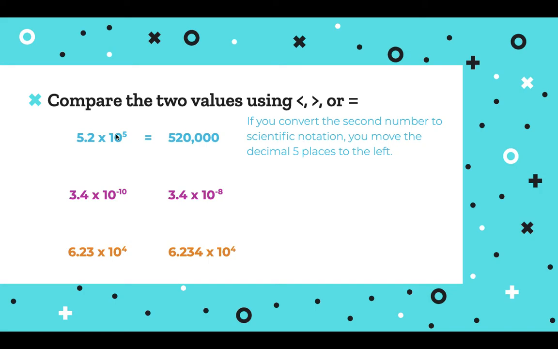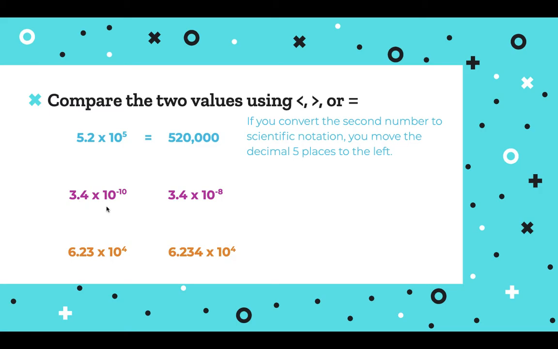So remember, our exponent will be positive because this number is huge, right? It's bigger than 1. Or I should say bigger than 0. So our exponent's going to be positive. All right, let's look at this one.